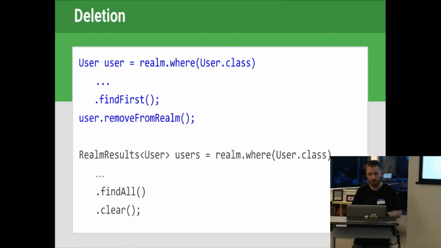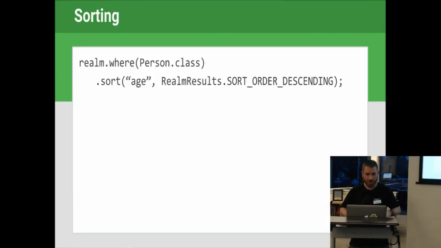So deletion. Deletion is actually really, really simple. Objects themselves know how to delete themselves. So simply calling user.remove from Realm, that user is gone. They've vanished into infinity, no longer available. And you can actually do this with, if you wanted to, again, find all the users that are age 20 or younger, you could delete all of them at once. All the college students, delete all of them.